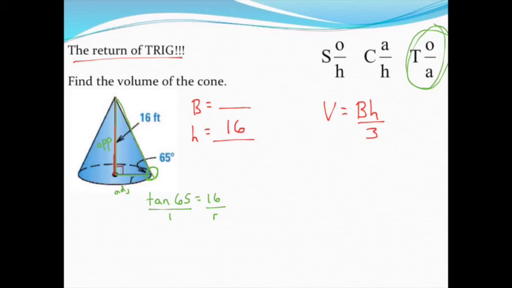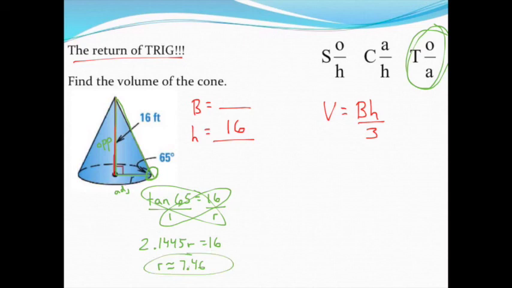Using a calculator to find the tangent of 65 and then cross multiplying that, I'm going to end up with about 2.1445. I like to do 4 decimal places when I'm working with trig stuff, times the radius, and then equals, when I cross multiply the other way, 16. Dividing both sides by 2.1445, the radius comes out to be approximately 7.46. So that's my radius of the cone.